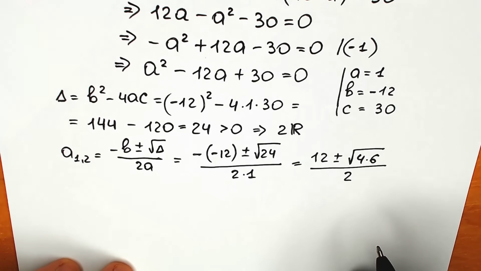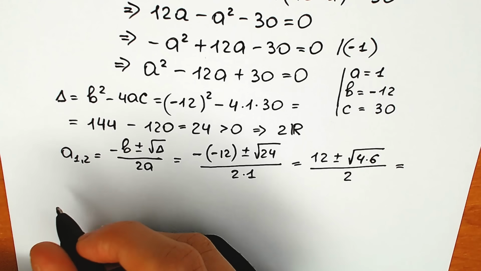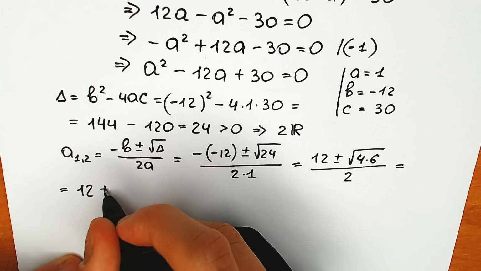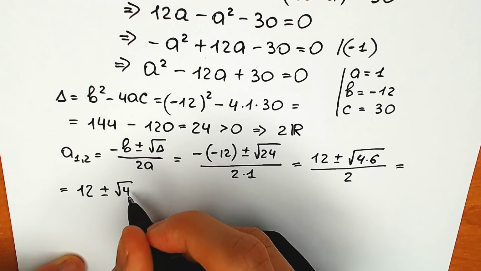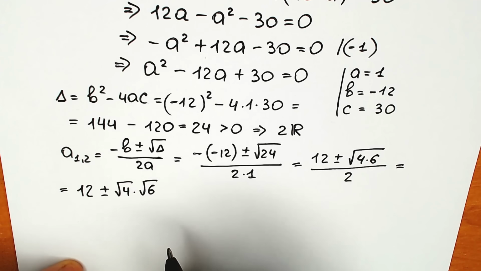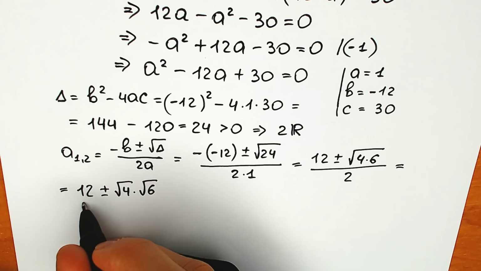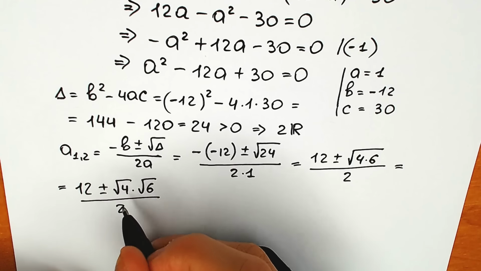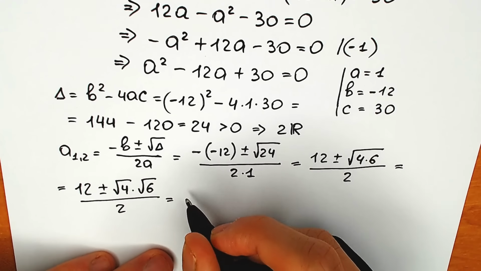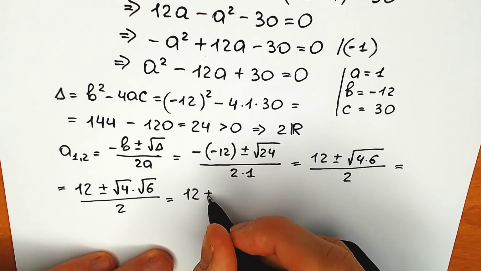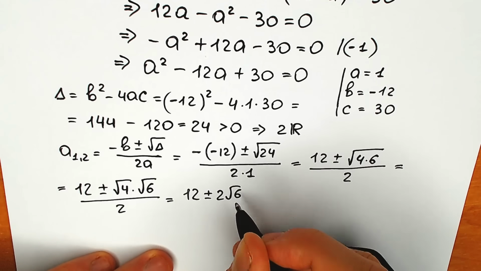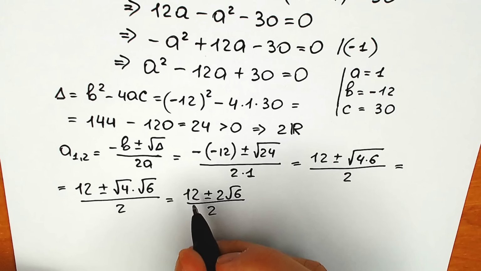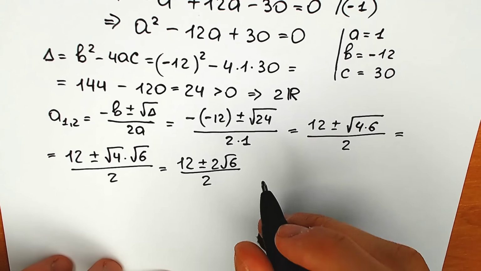And a lot of students might be asking, why do we express it like that? Because there is a really important property. We can write it as square root of 4 times square root of 6, all over 2. Right now, square root of 4 equals 2. So as a result, we have 12 plus minus 2 square root of 6 all over 2.